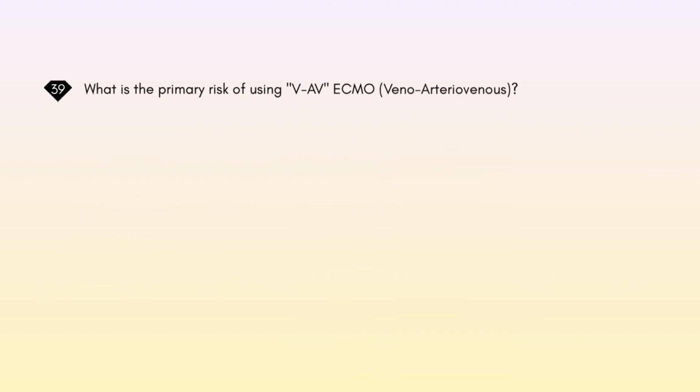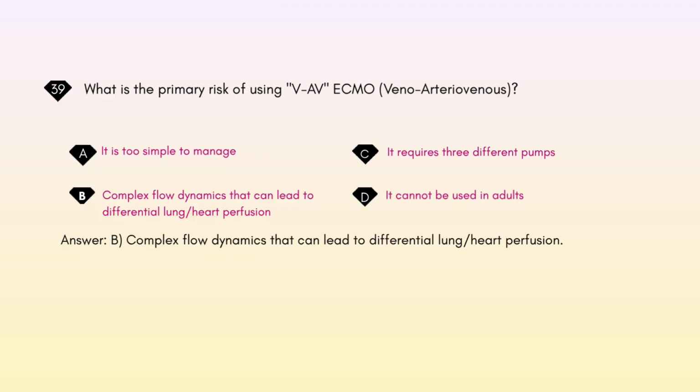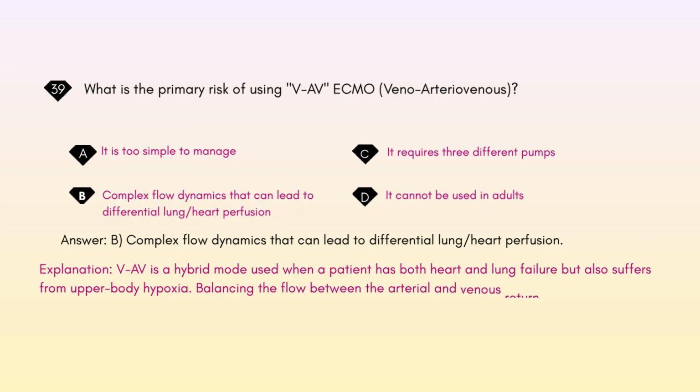What is the primary risk of using VAV-ECMO, veno-arteriovenous? A. It is too simple to manage. B. Complex flow dynamics that can lead to differential lung/heart perfusion. C. It requires 3 different pumps. D. It cannot be used in adults. Answer: B. Complex flow dynamics that can lead to differential lung/heart perfusion. Explanation: VAV is a hybrid mode used when a patient has both heart and lung failure but also suffers from upper body hypoxia. Balancing the flow between the arterial and venous return limbs is technically challenging.